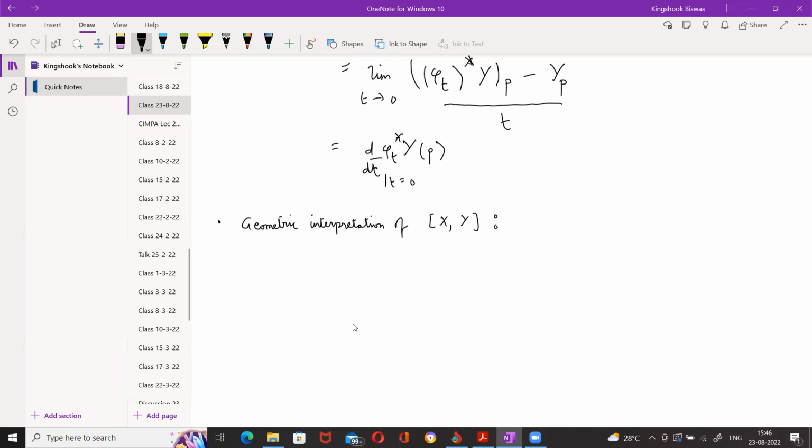So first, let me do this in R^n. What is the bracket of vector fields in R^n? Here it turns out you can get this in the following way. I take a point P. Then I flow along in the direction of X.